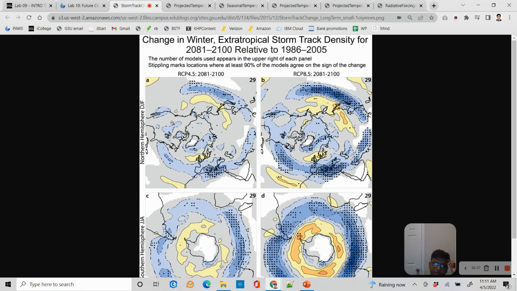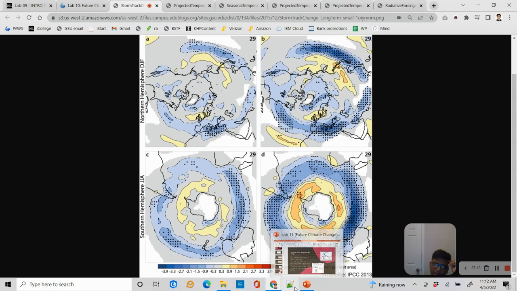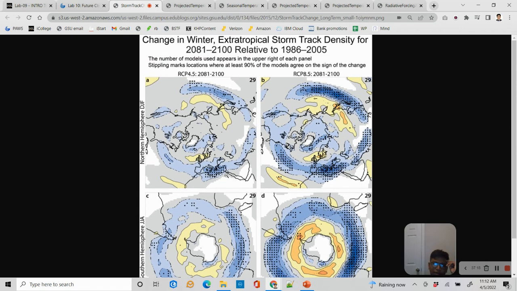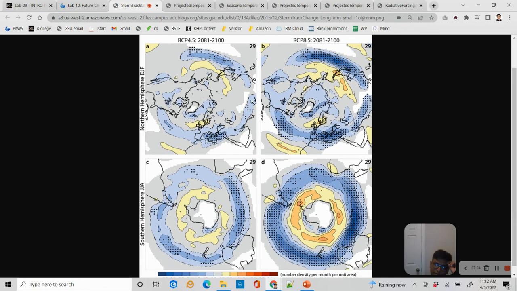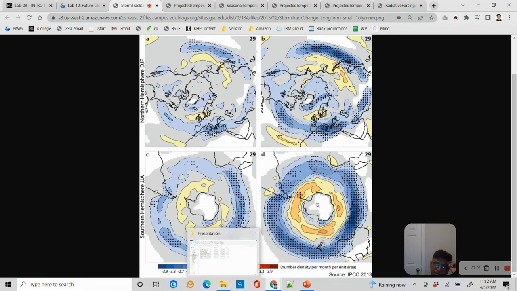So from this description you can see that this is the scenario for the northern hemisphere when the RCP is 4.5. And for the northern hemisphere, if the RCP is 8.5, you can see there are more yellow sections coming up here. What does that mean? That means the precipitation, the storm, will be higher if RCP is increased, right? So the more yellow, the more there will be storm.